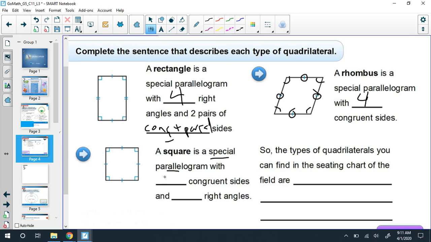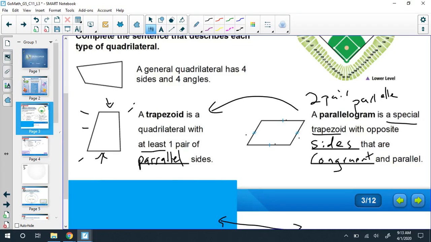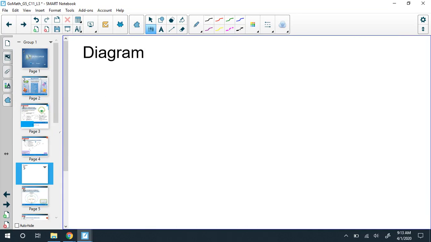Now, a square, though, has 4 congruent sides. So if it has 4 congruent sides, then a square is also a rhombus. And it has 4 right angles. And because a square has 4 right angles, that means that it is also a rectangle. All right, now to sort all of this out, we can draw a diagram.